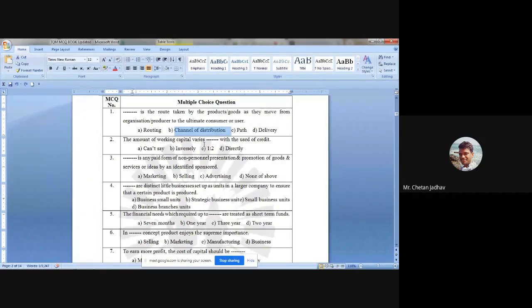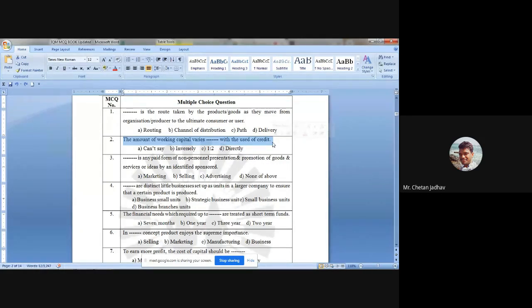Channel of distribution means this is a different task, this is not related to our path. Means whatever path we are giving from the raw material to finishing. And delivery means actual delivery, just handing over the product to the customer. Okay, but this procedure, the route taken by the products or goods to reach the customer, is called routing.